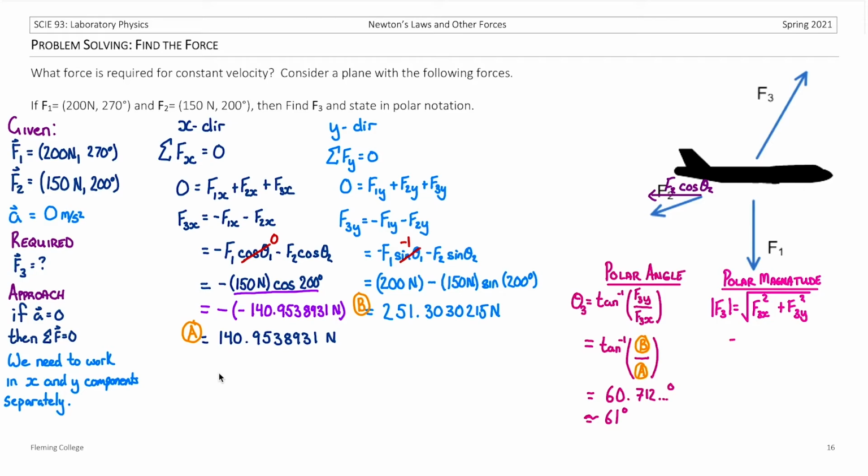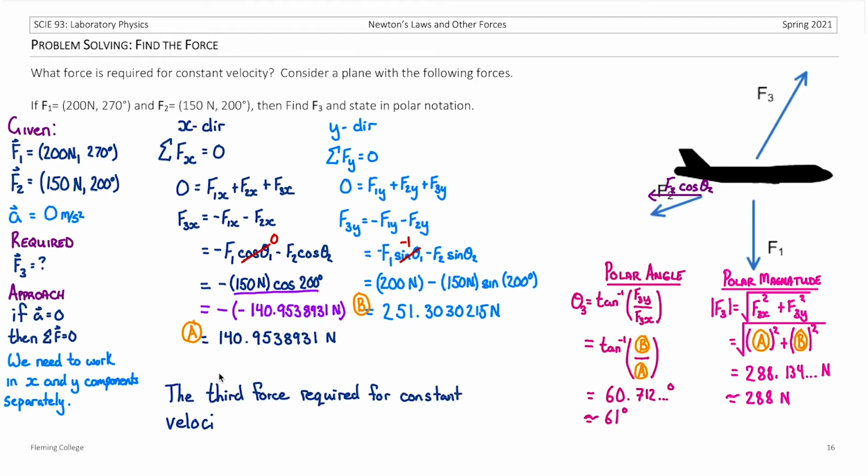On the magnitude side, we again would just recall the values that we want. So this is the memory bank A. Make sure that it gets squared, added to the memory bank B, which also needs to be squared. And we need to take the square root of that entire statement. And our calculator should tell us 288.134. We don't need any more information than that. Newtons, which is approximately 288 newtons. So the third force required for constant velocity would be approximately 288 newtons at an angle of 61 degrees.